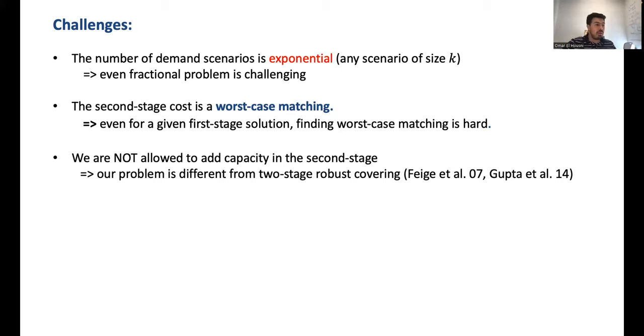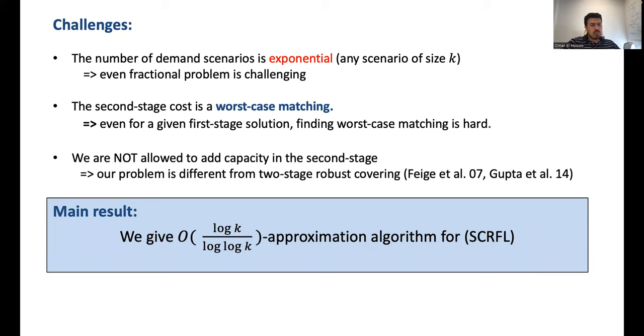So we don't know any theoretical guarantees for this problem, except for the uncapacitated case. There was a constant approximation in a paper that I will talk about in a few slides. Our main contribution is that we give the first approximation algorithm, I would say, with a logarithmic theoretical guarantee for this problem. The bound is exactly big O of log k over log log k. Recall that k is the size of the scenario. Consequently, you also get log n over log log n, where n is the number of clients. This is a polynomial time algorithm with this guarantee.